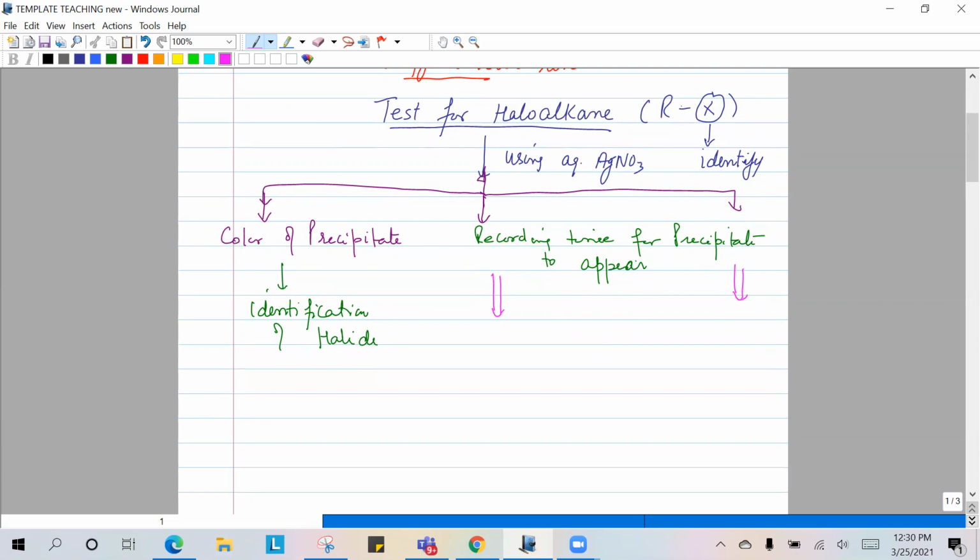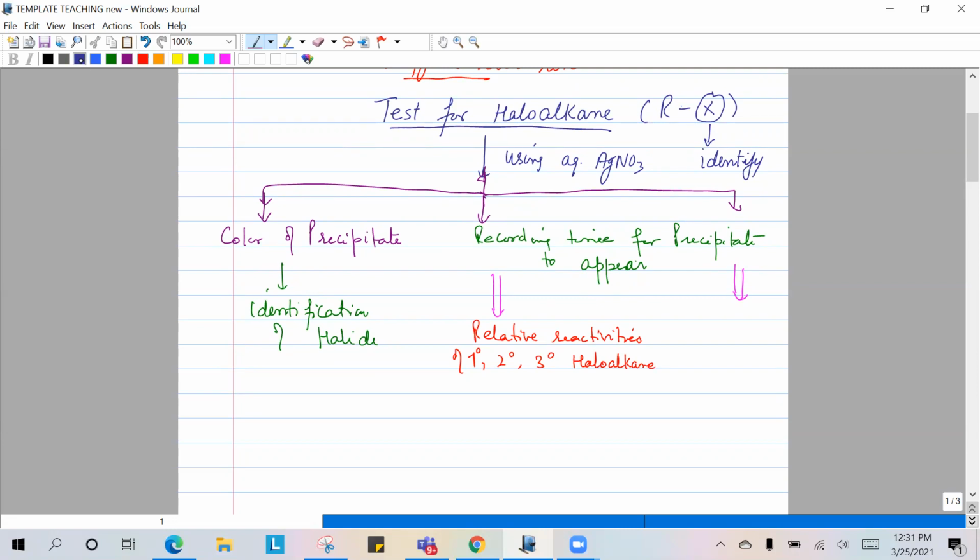One piece of information you can get is the relative reactivities of primary, secondary, and tertiary haloalkanes. Based on this, you can find out whether your haloalkane is primary, secondary, or tertiary, or you can compare which of them is more reactive: the primary, secondary, or tertiary.